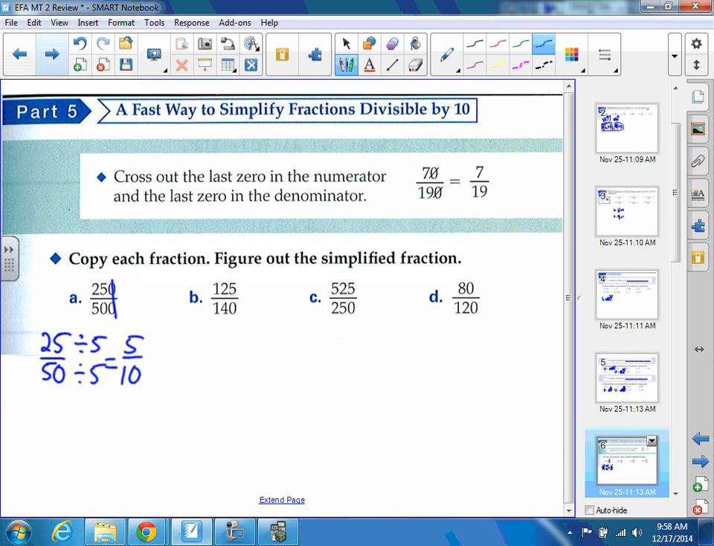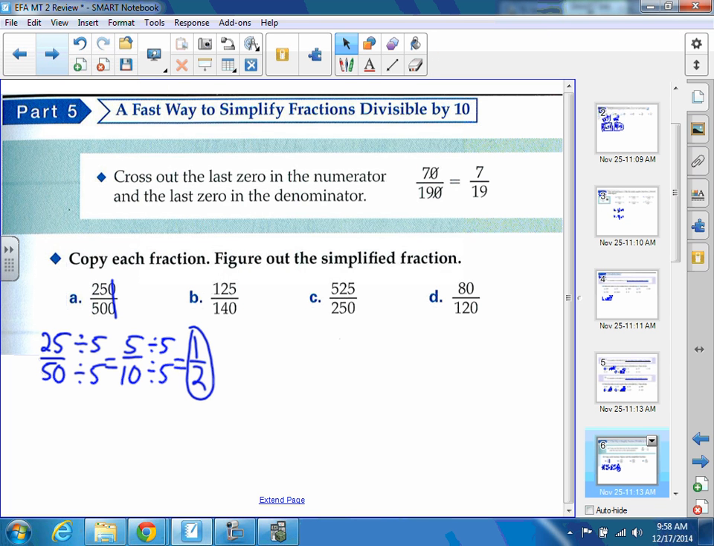Well, 5 ends in 5 and 10 ends in 0, so they can both be divided by 5 again. 5 divided by 5 is 1, 10 divided by 5 is 2. 5 is not going to work again, and I cannot use 2 because 1 is not an even number, so 1/2 is as far as we can take this. Go ahead and simplify B, C, and D. Then pause the video here before going on to the next section of the review for part 4.